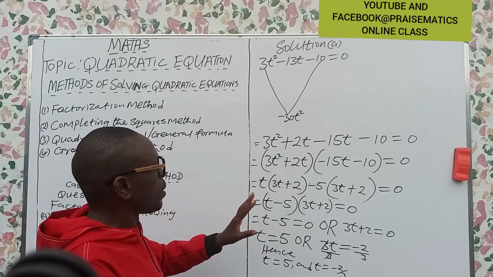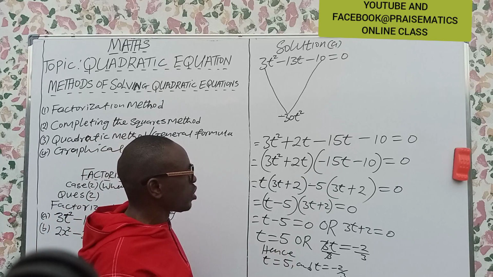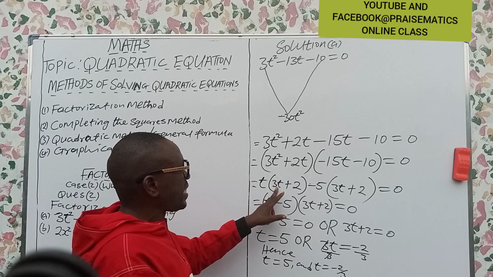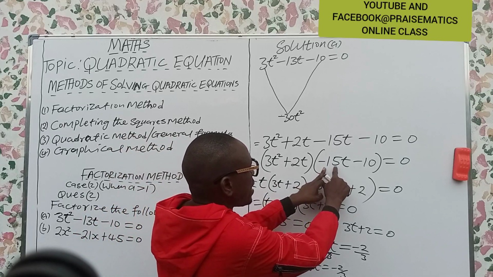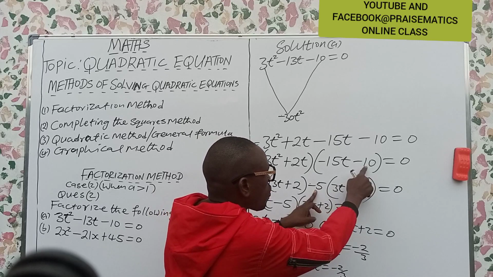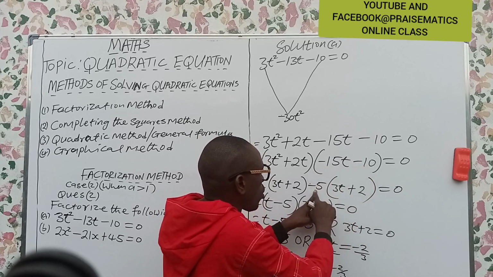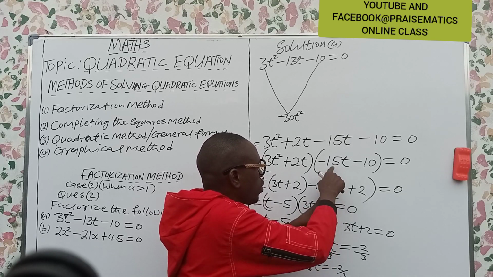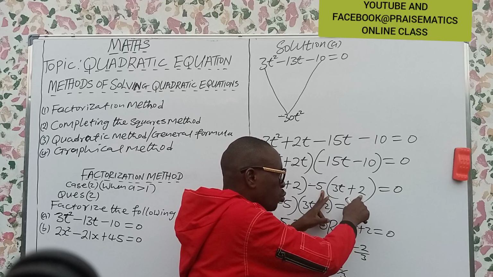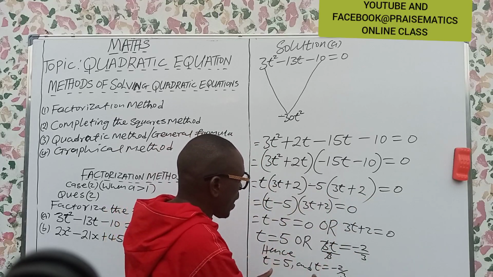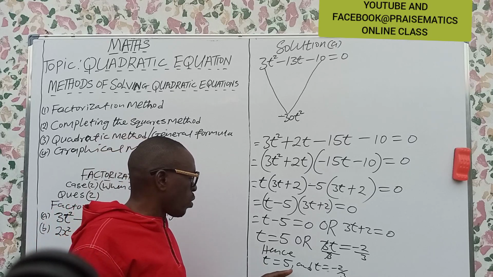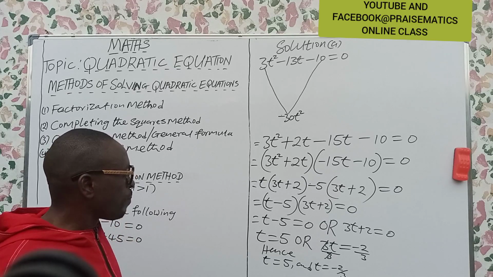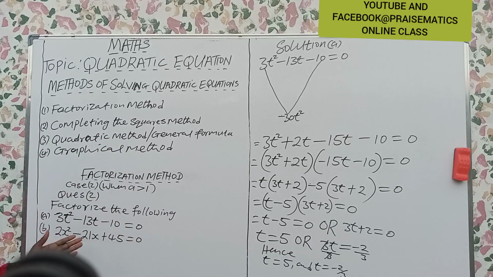Remember that when you partition them into two, you factor t out, and we are left with 3t plus 2. Coming to this place, there is 5 inside here, factor it out. There is also 5 inside here, factor it. That is the reason why we have minus 5 into 3t plus 2. When we factor them, finally we have t equal to 5 and t equal to minus 2 over 3.